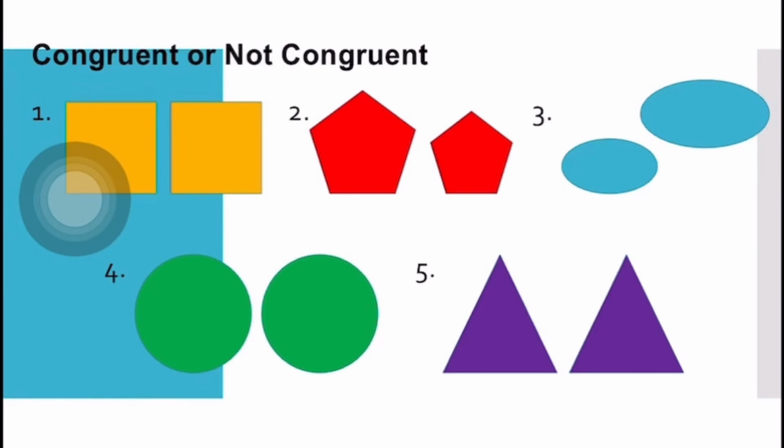Our first activity is all about congruent or not congruent. You are going to identify whether the two figures have the same size and shape or not. You're going to write yes if the figures have the same size and shape and no if not. I will give you 1 minute to answer the following figures.